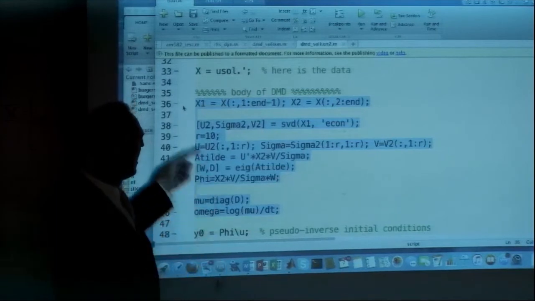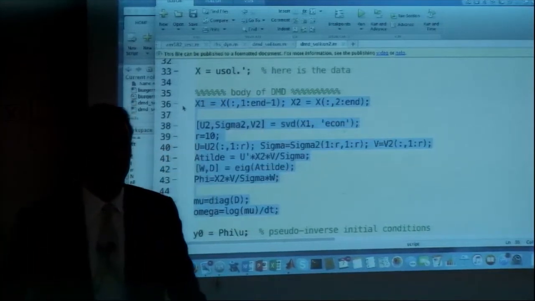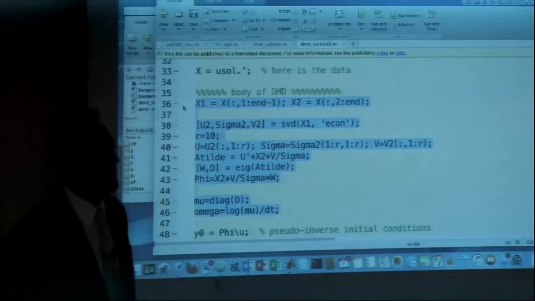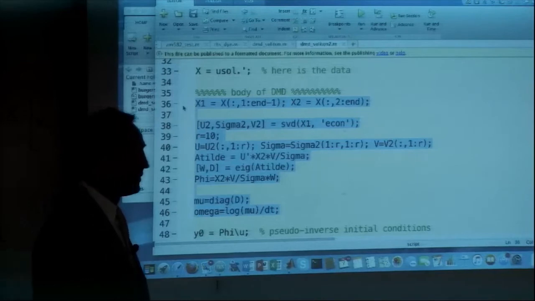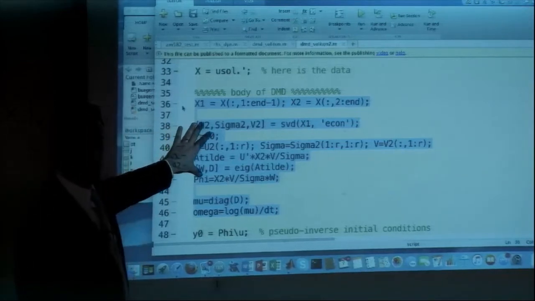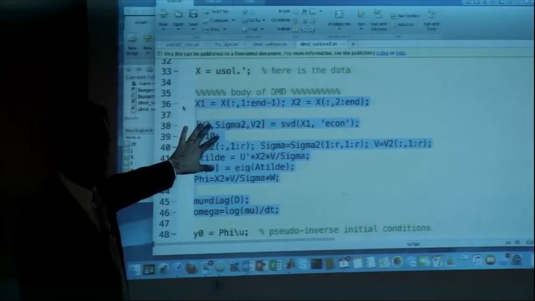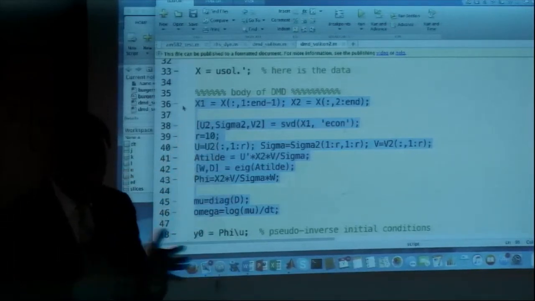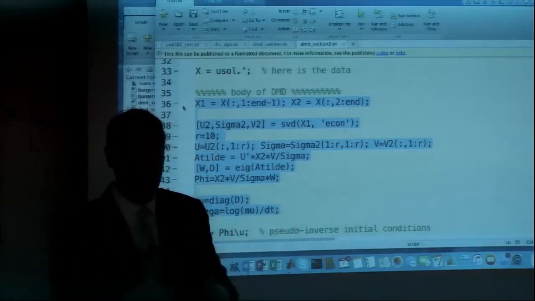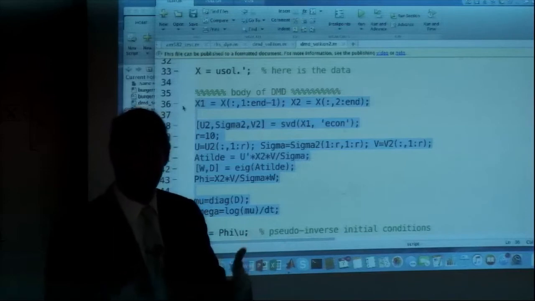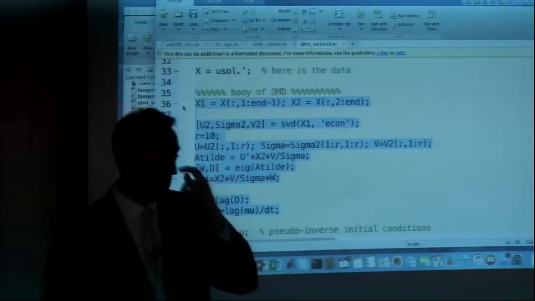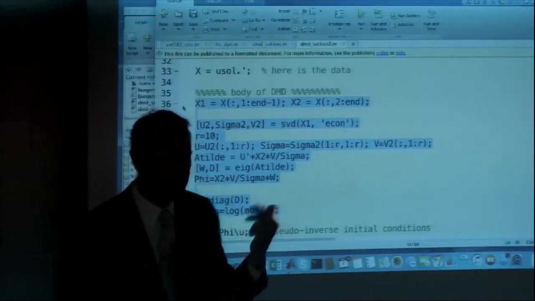I picked the rank here. I put 10. We did a 10 mode truncation. I can play around with that, and we will play around with it with the code. So this is exactly last lecture's code. I'm going to take that data, this thing that was doing this breathing, and just do DMD on it, build a linear model, and try to predict the future with it.